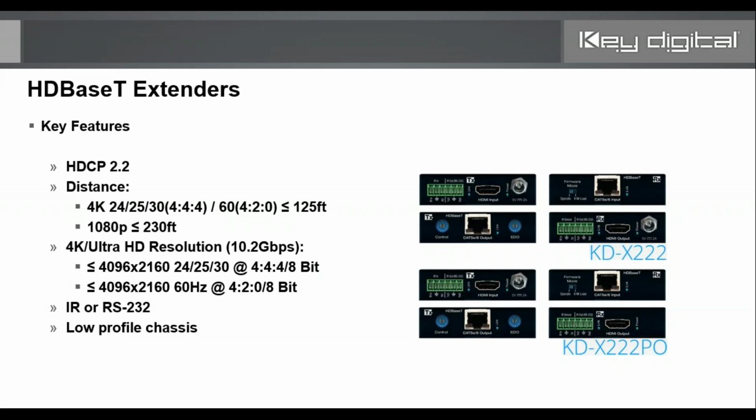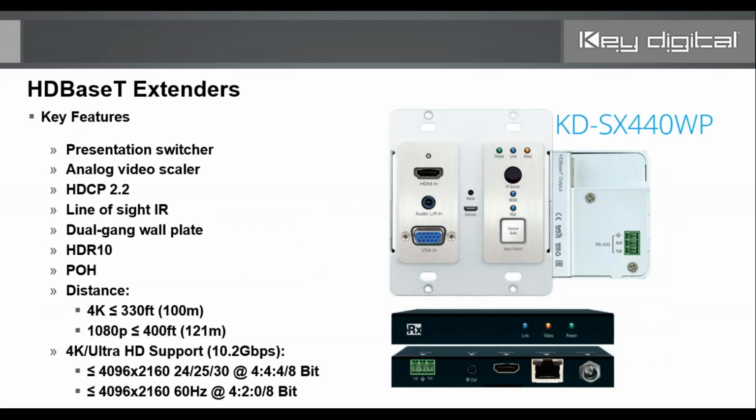is a transmitter receiver set that does do 4K resolution, but with the parameters that ensure it's going to remain at a 10.2 gigabit per second maximum bandwidth. Do those signals up to 125 feet, or 1080p can go up to 230 feet. It has IR or RS-232 extension, and also has a low profile chassis. The POH version, the PO version, is powered at the transmitter, and that provides enough power for both units, the transmitter and the receiver, but it is at the transmitter that you feed that power.